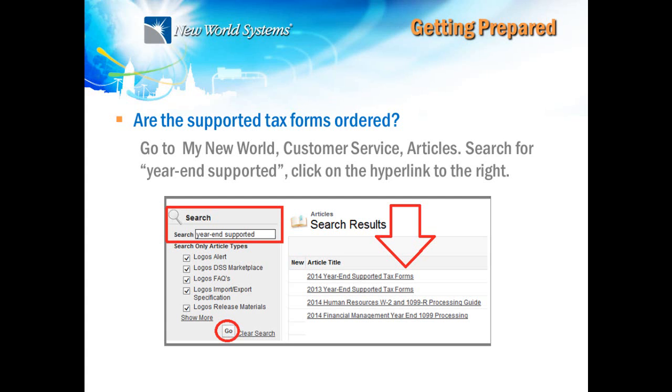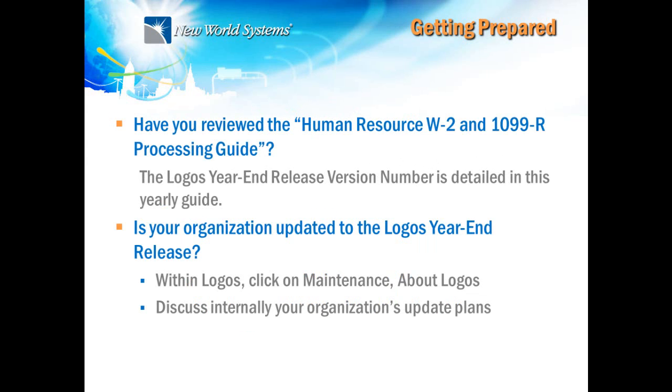As with every year, there will be a Logos year-end release to accommodate changes required by the federal government. In order to process your W-2s, you will need to make sure that you are on the year-end release. When you review the Human Resources W-2 and 1099-R processing guide, you will find the Logos year-end release version number. Compare this version number with the version of Logos your organization is currently using.